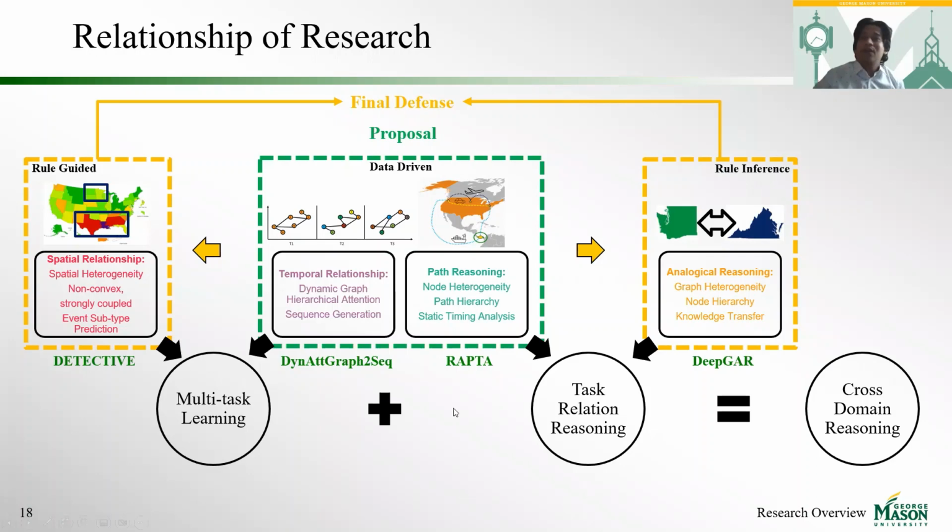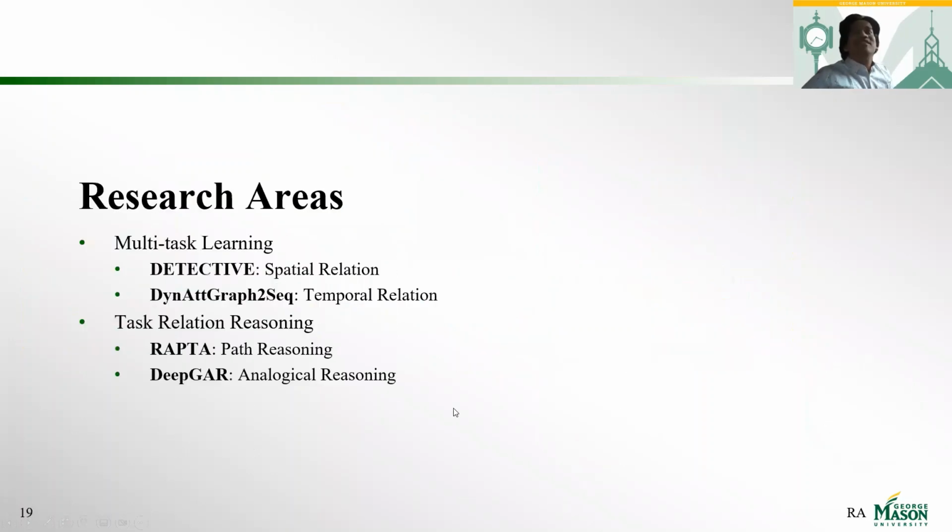Okay, so let's start with research areas. As I mentioned, my research area, of course, is cross-domain reasoning, and there are multitask learning and task relation reasoning, and there are four models: detective, dynamic attributed graph to sequence, RAPTA and DeepGAR.